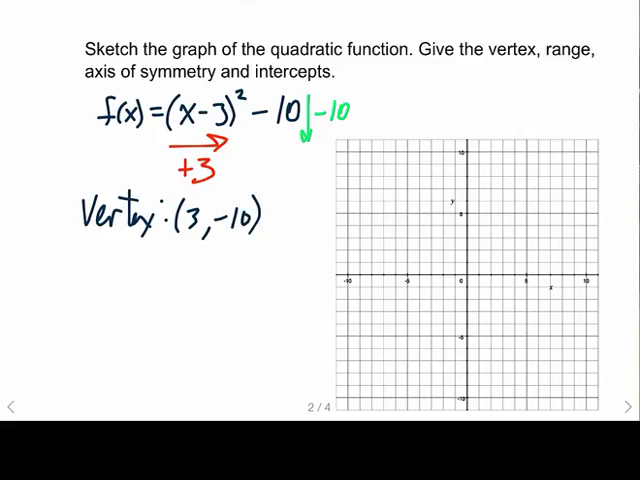So let me plot that. And there we have the point (3, -10). Looking at the leading coefficient, which looks like there isn't one, it's 1. That indicates to me that there is not a vertical flip. That is to say, this parabola is going to open up.